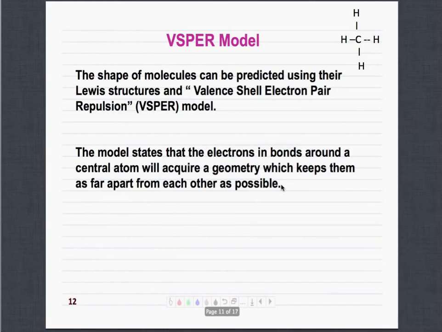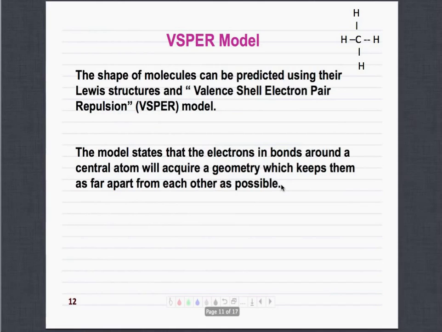So first, the shape of the molecule can be predicted using the valence shell electron pair repulsion. From now on, I'm going to refer to it as VSEPR because it's easier to say it this way. And definitely, we will use the VSEPR model to predict the geometry. As I said, the model states that electrons in bonding should be as far as possible from each other, and this is what determines the structure.